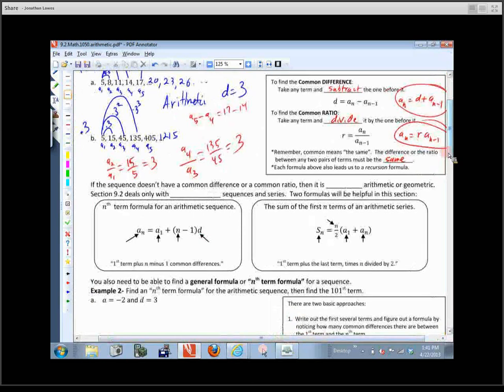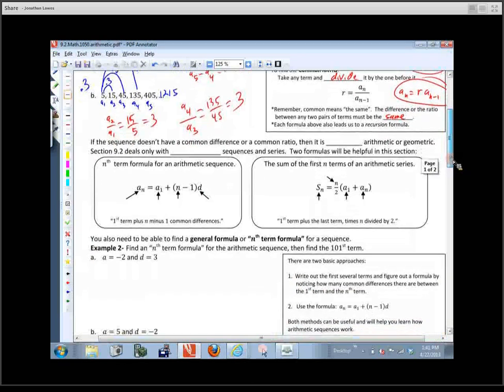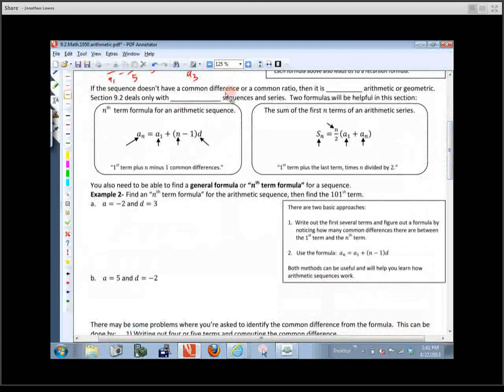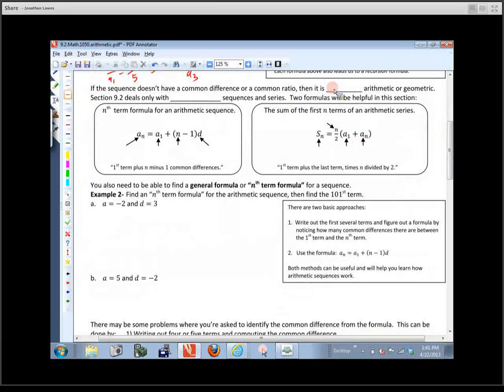Okay, so let's take a look at that next little line there. It says, if the sequence doesn't have a common difference or a common ratio, then it is blank, arithmetic, or geometric. Neither. So there are lots of them that don't fall into these categories. These are the only ones that we really study in depth in this chapter, because they're the most useful, generally speaking. At least for the time being.